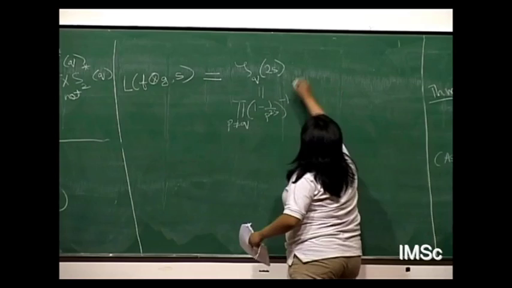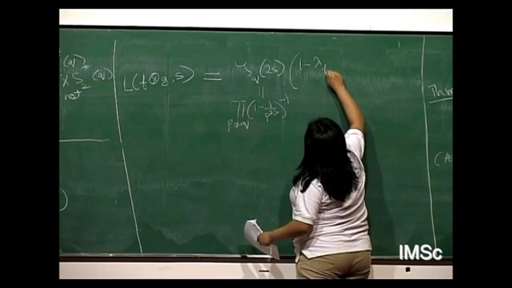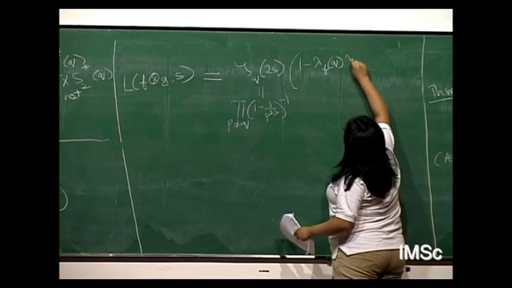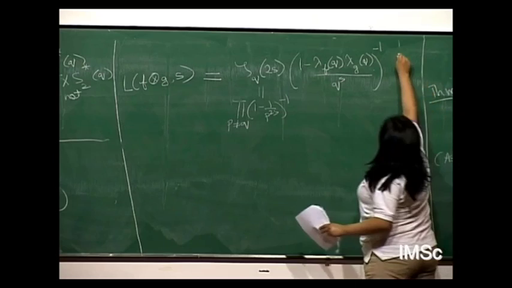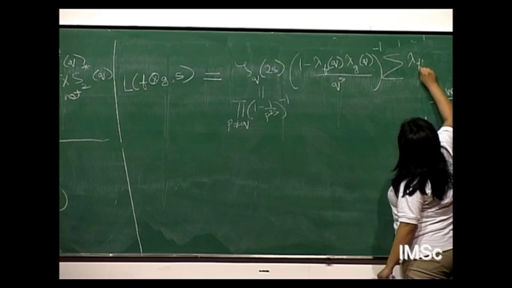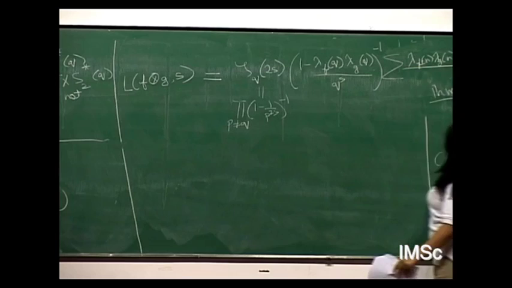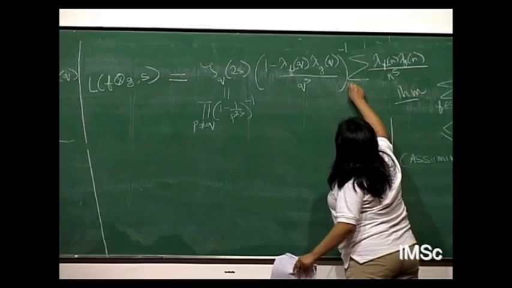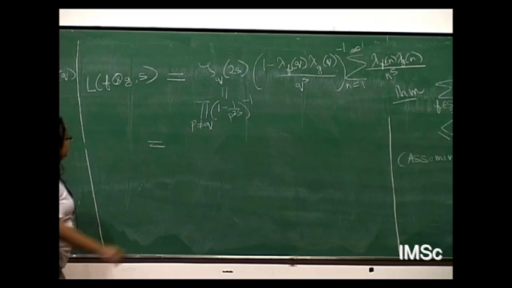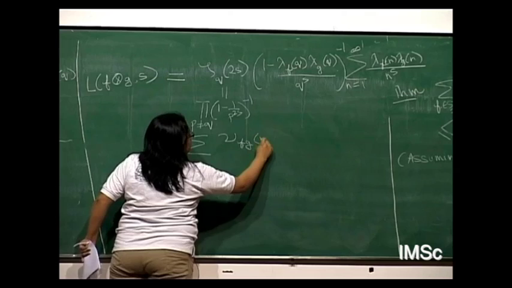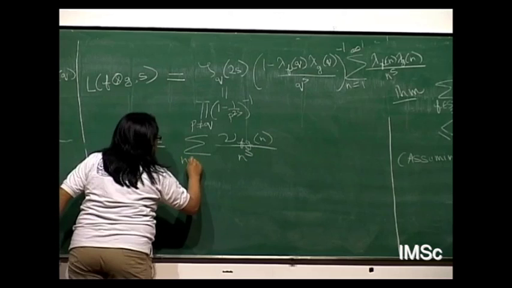Times 1 minus lambda sub f of q, lambda sub g of q over q to the s, inverse, times the infinite series of lambda sub f of n times lambda sub g of n over n to the s. We denote the entire thing that's written above, the coefficient of 1 over n to the s, by mu sub fg.